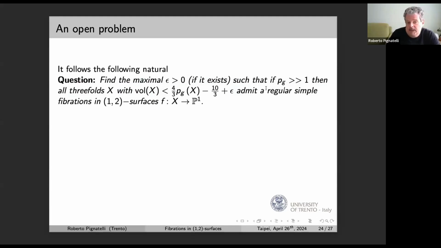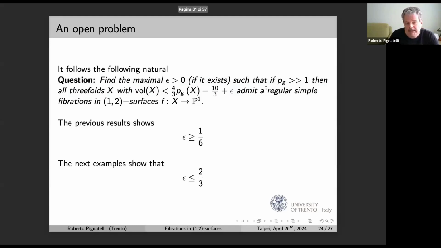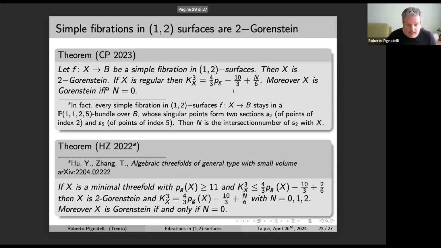This question essentially started the collaboration with Yu and Zhang, and what we did in this language says that if I put a 1/6 here, this is true: if the volume is strictly smaller than 4/3 PG minus 10/3 plus 1/6, then, let me go back, by this theorem, for PG bigger than 11, you get a 0 here.